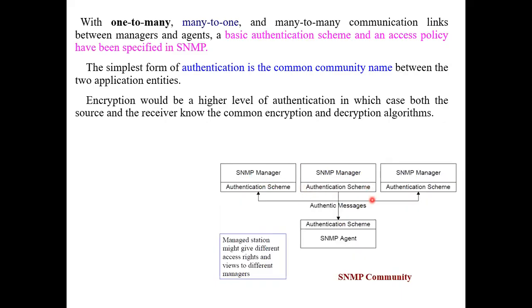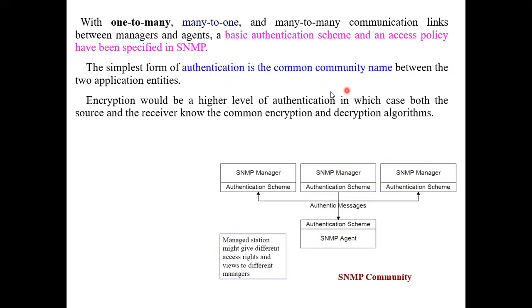So how are we doing that? We have not kept any password, encryption, decryption, or key. We have seen that we have only those 5 messages. So the simplest form of authentication is the common community name between the two application entities. So I will put the agent and this manager 1 in one community. If manager 2 belongs to a different community for that set of data, the agent will not give that data to manager 2.